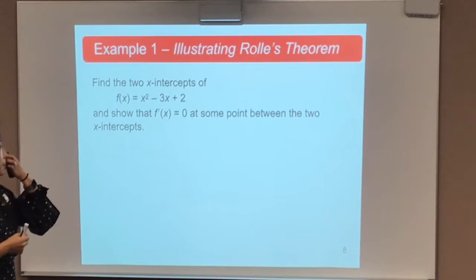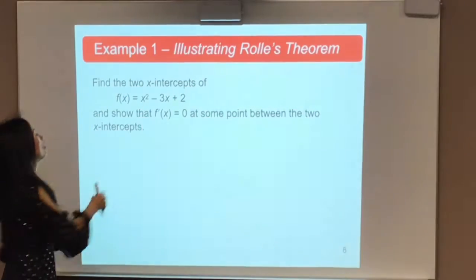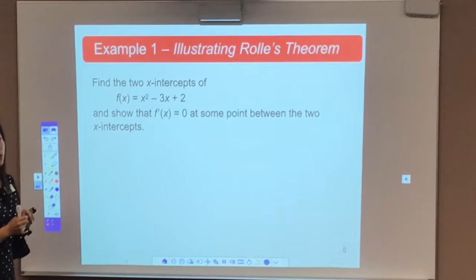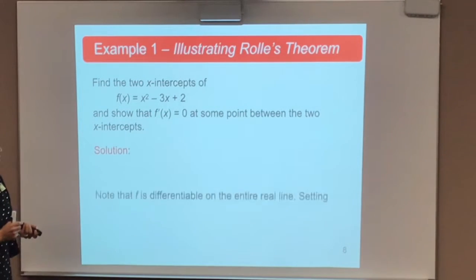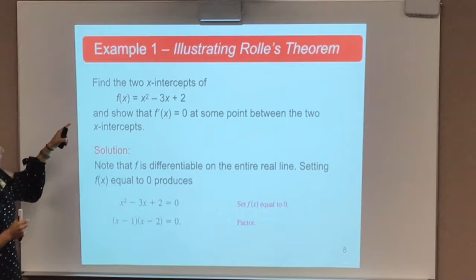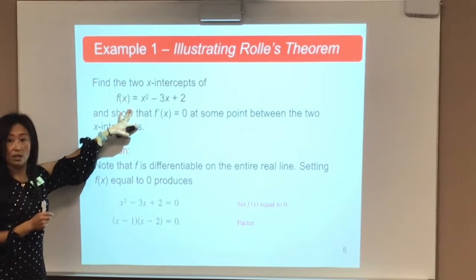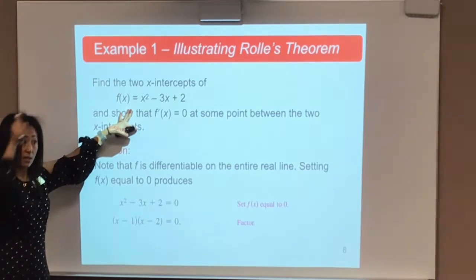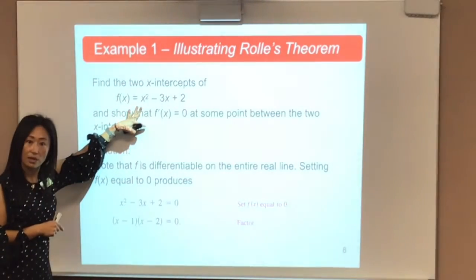All right, let's look at the example. Find the two x-intercepts of x squared minus 3x plus 2 equal to 0, and show that f prime of x is equal to 0 at some point between the two x-intercepts. First things first. Does everybody agree this is a continuous function? It's a polynomial, it's a parabola, so yes, it's a continuous function. Yes, it is differentiable. Is everybody with me?